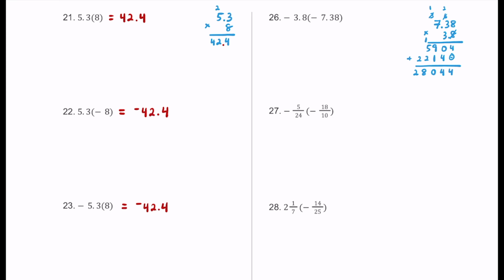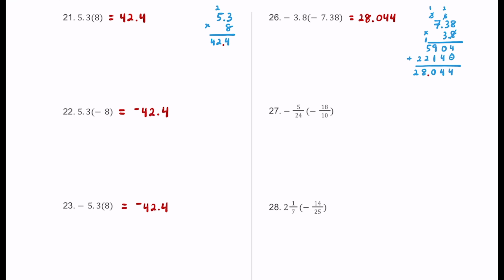And it looks like we have 3 decimal places from our factors, so 28.044 should be our product here. And that should be a positive because we have 2 negatives, so the opposite of the opposite should be positive in this case, so 28.044.